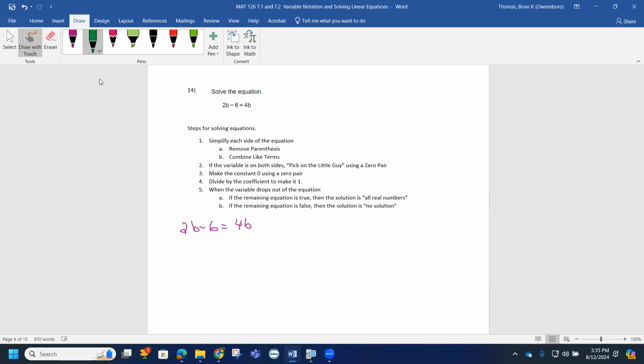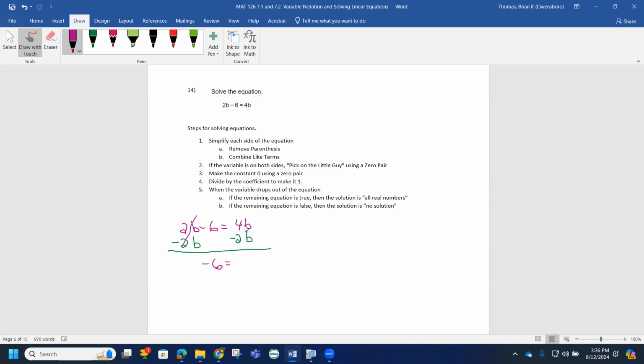Well, for me, the 2b is what I consider the little guy because it has a smaller coefficient. What I want to do is zero it out. To zero it out, I use its opposite. So the opposite of 2b is actually a negative 2b. But if I put that on one side of the equation, I have to put that on the other side of the equation. So what I'm doing is putting a negative 2b on both sides of the equation, and then I'm simplifying. But notice how the 2b and the negative 2b will zero out. So all that's left over here is a negative 6.